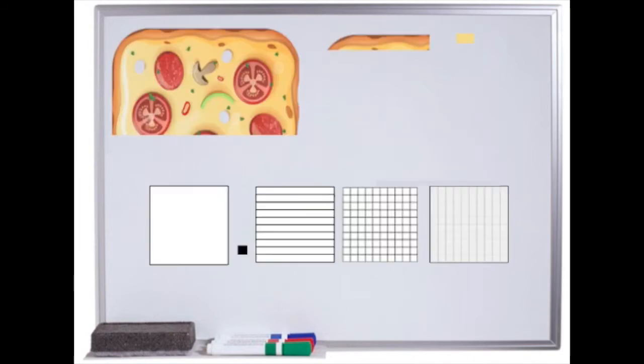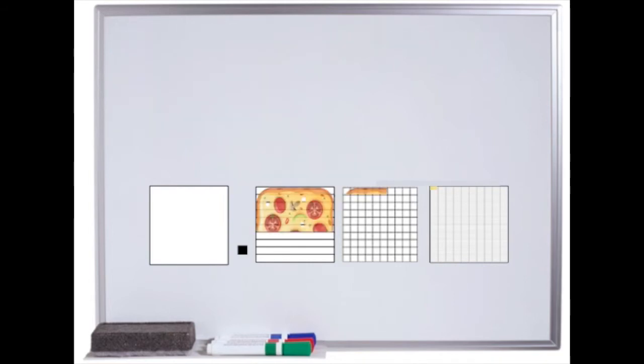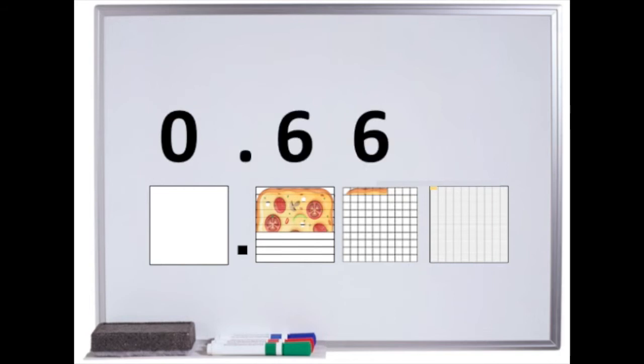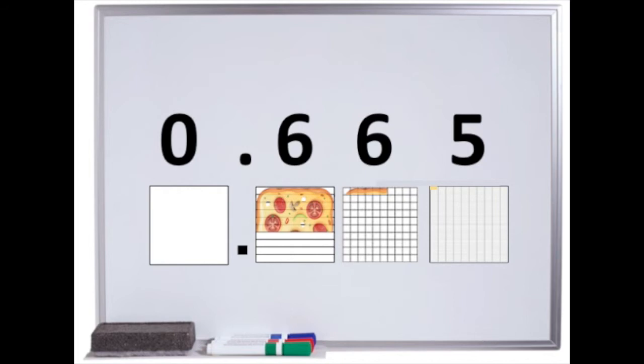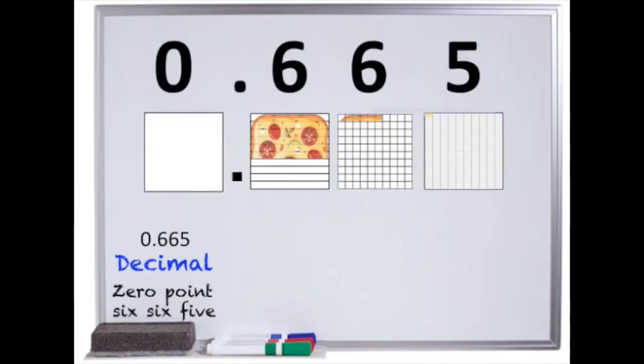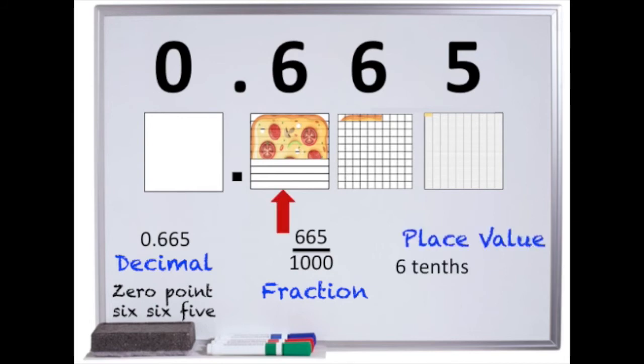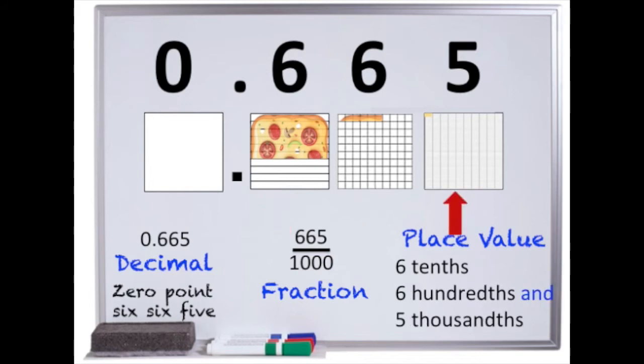Here is some pizza. Let's use our colouring grid to see how much we have. Pause the video and think about how much this is using as many different ways as possible to speak about it. If you said we have 0.665 of a pizza, you were 100% correct. Well done. In other words, we could say that we have 'zero point six six five', not 'zero point six hundred sixty-five'. However, we could say that we have 665 out of 1,000. Oh, geez, that's a new one. And finally, we could say that we have 6/10ths, 6/100ths, and 5/1000ths.